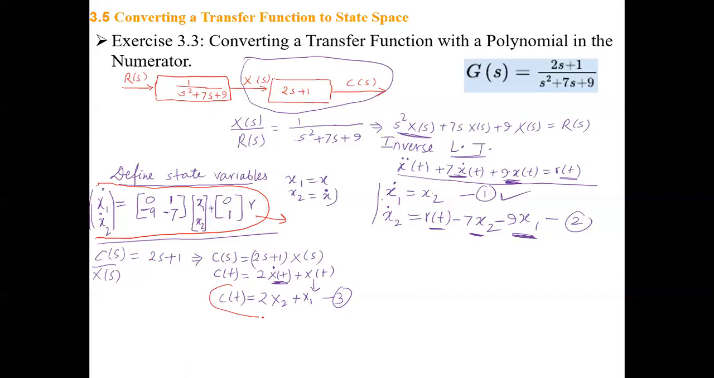From here, you can find the output equation. So what is the output equation? C equals, so what is the matrix? Then your X is X1, X2, right? So here X1 is 1, X2 is 2. So this is my output equation. Guys, any questions so far?